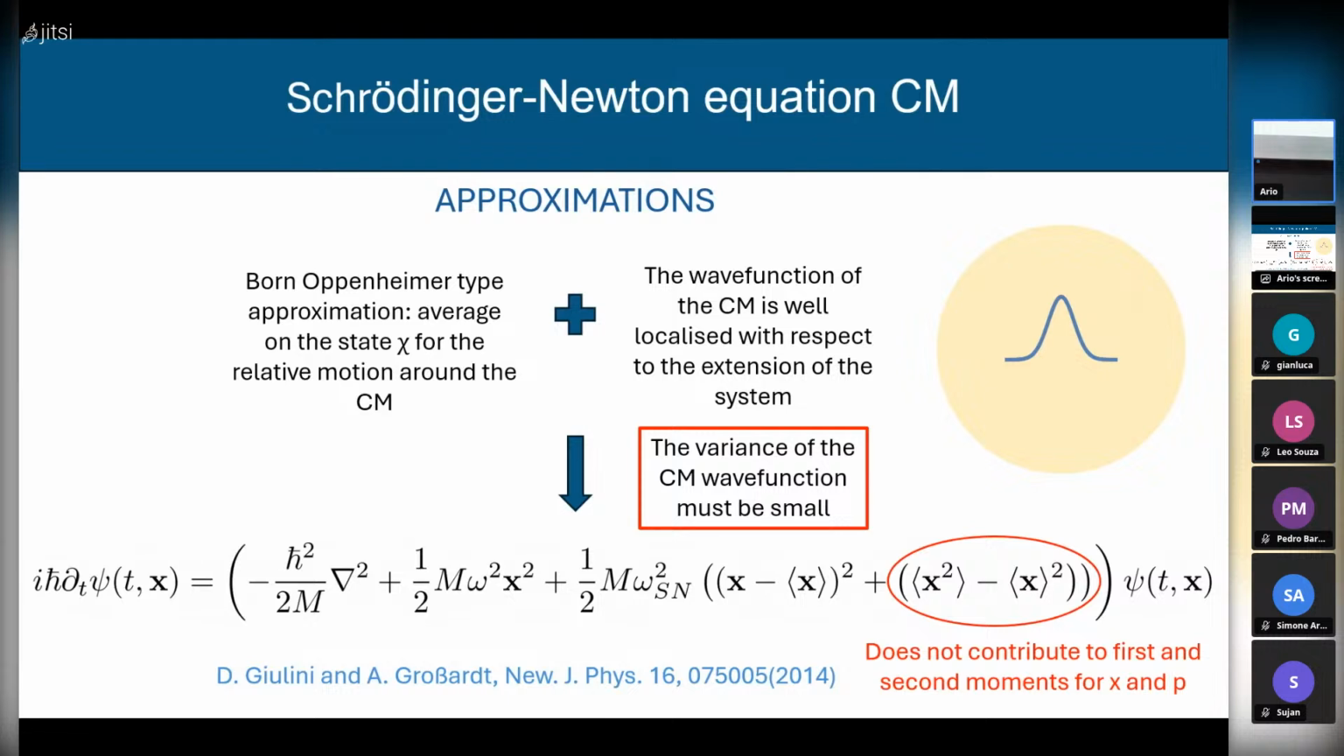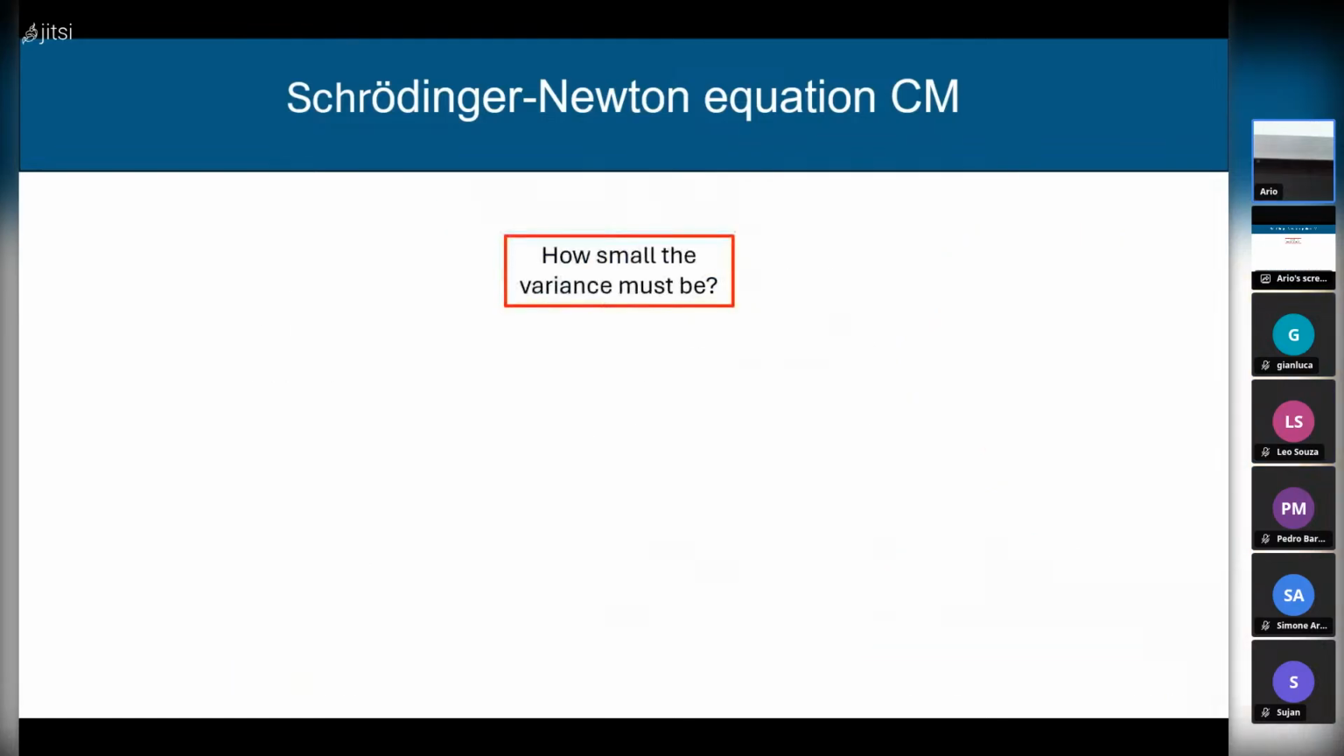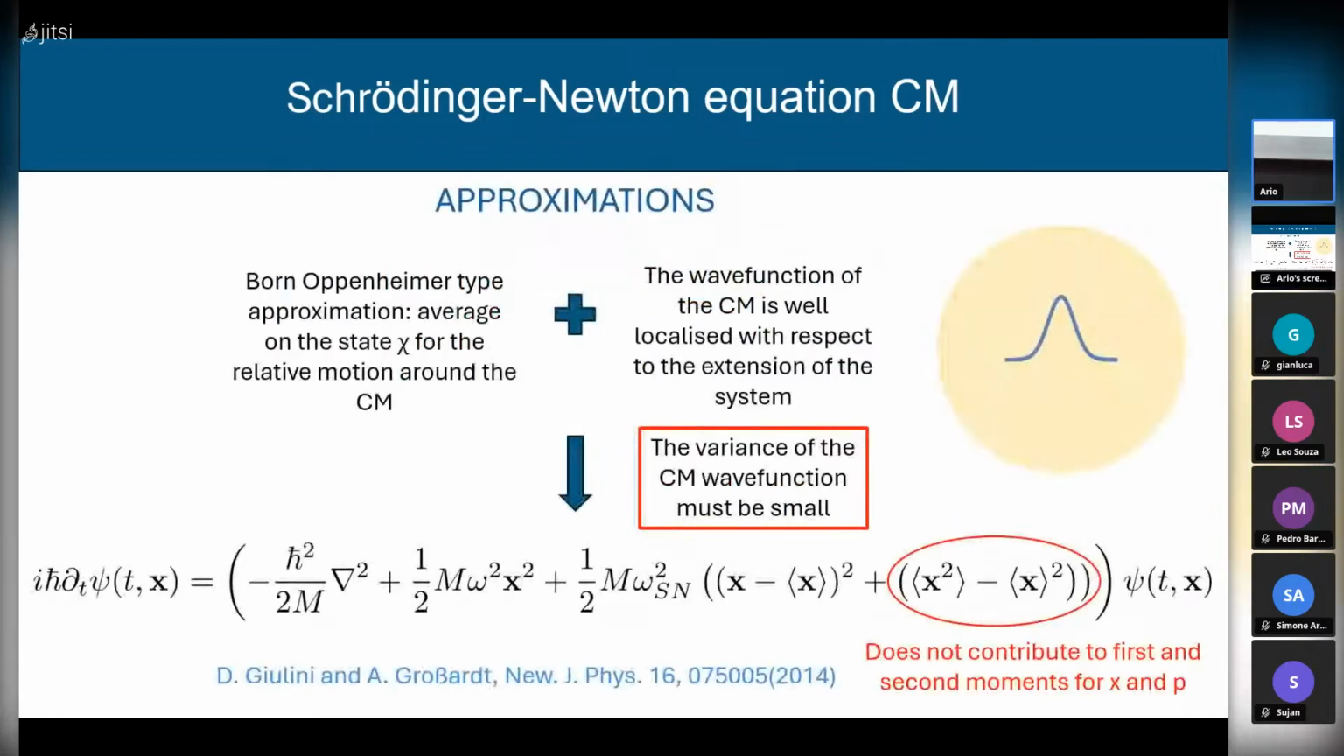So expectation value. Yeah, so it's nonlinear in the wave function.